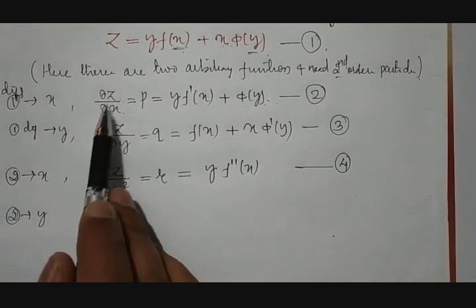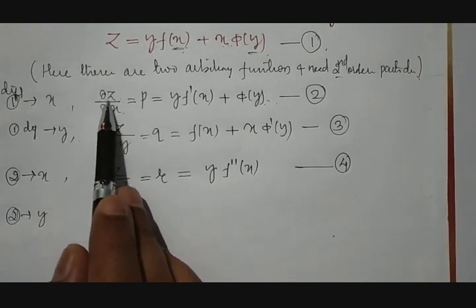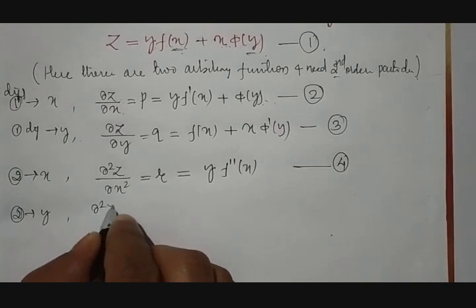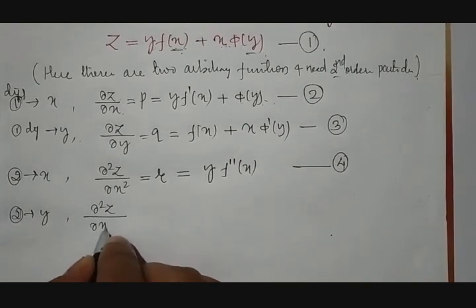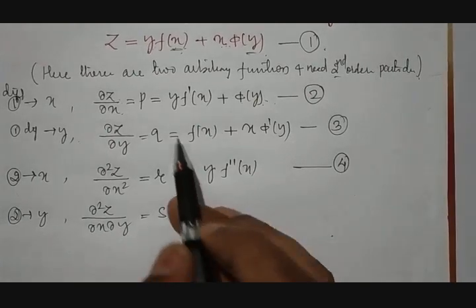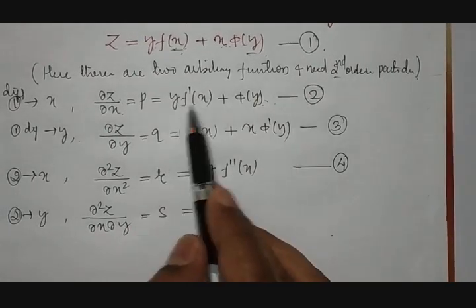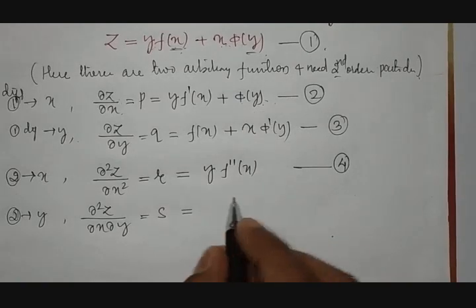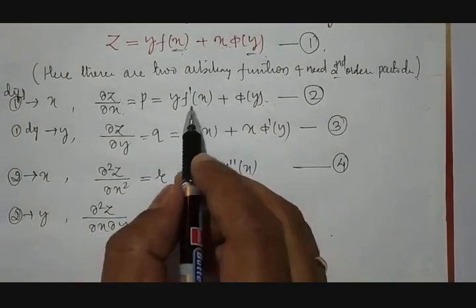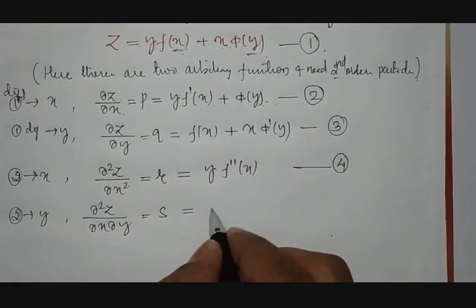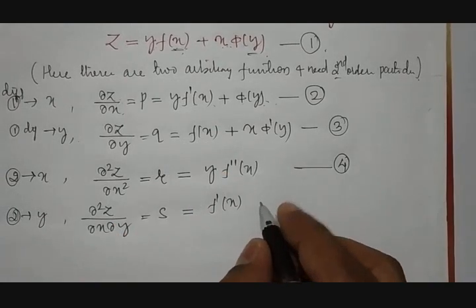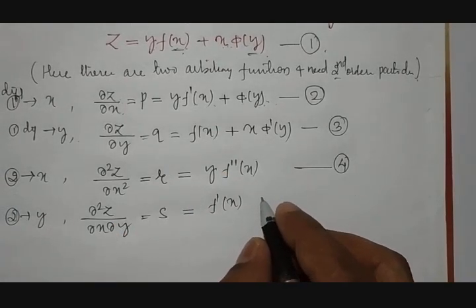I am going to differentiate this equation number 2, that is dou z by dou x, with respect to y. Then we will be getting dou square z by dou x dou y. The notation for this is s. So let us differentiate this with respect to y. So keep y common, and differentiation of f dash of x with respect to y will be 0. Then keep f dash of x common, and differentiation of y with respect to y will be 1.